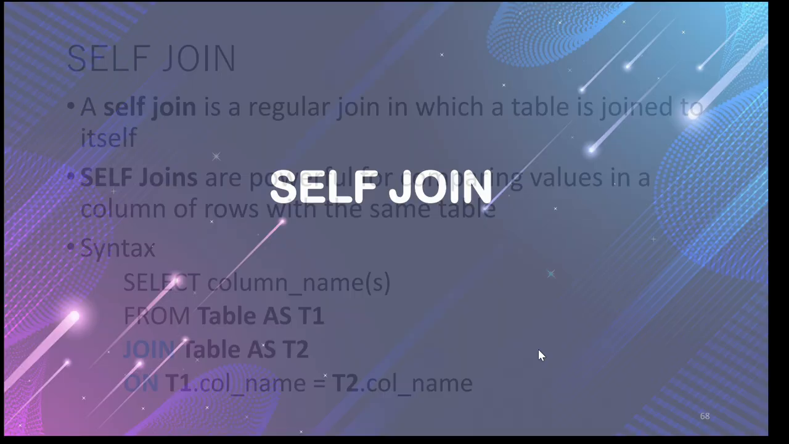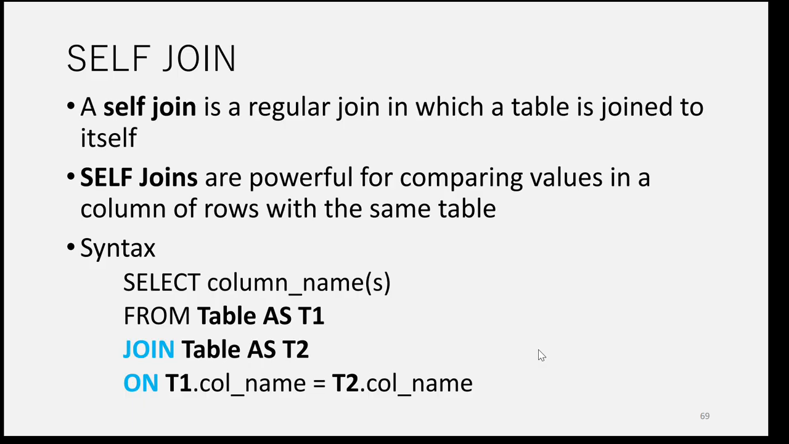So the self join is like a table joining to itself. It is a regular join where the table is joined to itself. It is powerful compared to other joins in comparing values in columns of rows, and the number of columns and the rows remain the same. Here the table is T1 and the other will be given another name, T2, for the same table. Since you are giving a different name, you have to write it.